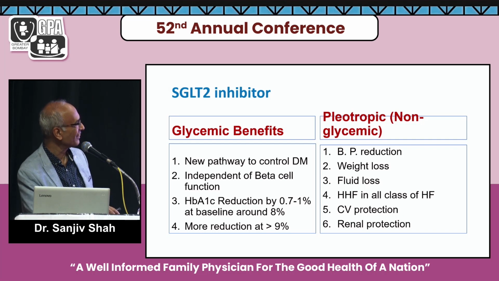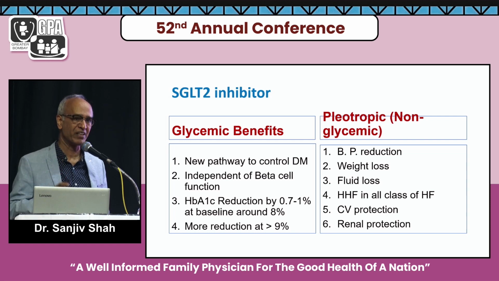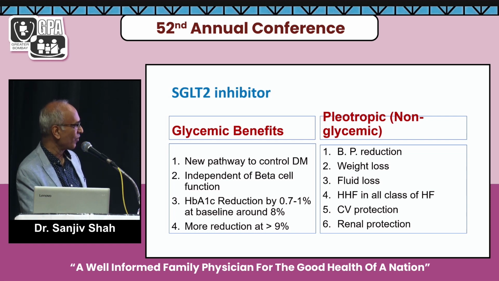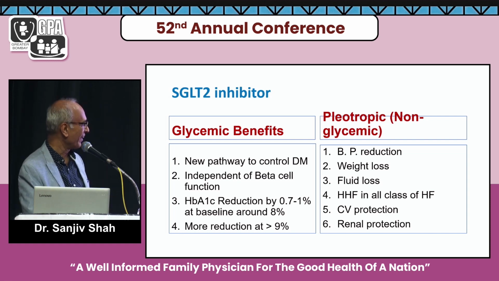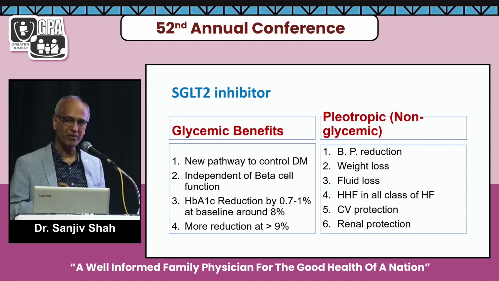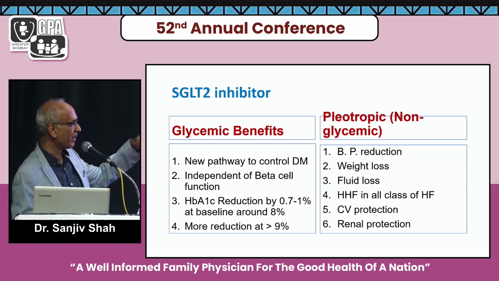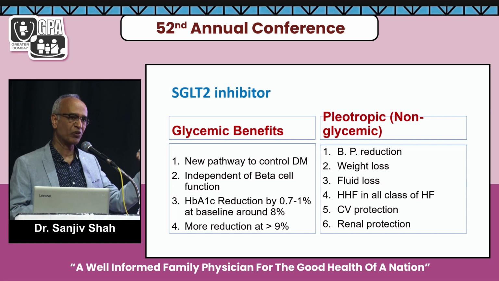I have summarized SGLT2 inhibitors in a single slide. On the left, glycemic benefits: a new pathway to control diabetes independent of beta cell. You don't need beta cell function. Whatever the duration of diabetes, it doesn't matter. A1C reduction is to the tune of 0.7 to 1%, matching all other classes. But the higher the baseline, as you see here, more than 9%, more than 12%, the larger the effect.